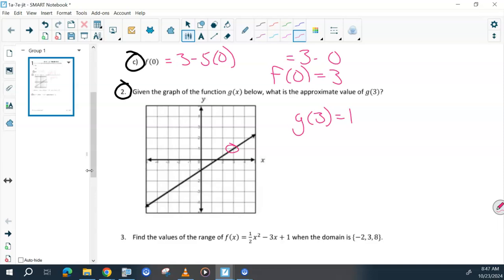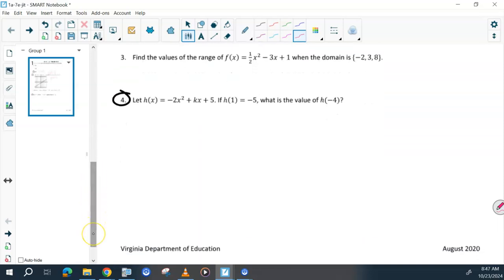And then for number 4, that one was a little bit more challenging. So this one says we have this part and we have this given information. So if x is 1, then y is negative 5. So we're going to start with that by replacing h of x with negative 5. And then every time I see an x, I'm going to put 1. Because this would help us solve for k. So we'll do that first.